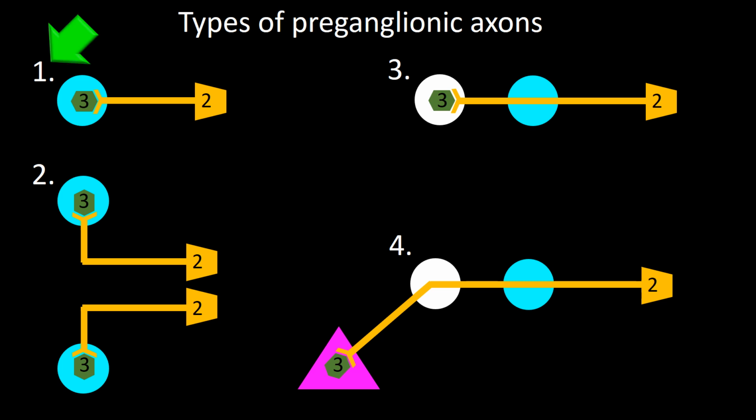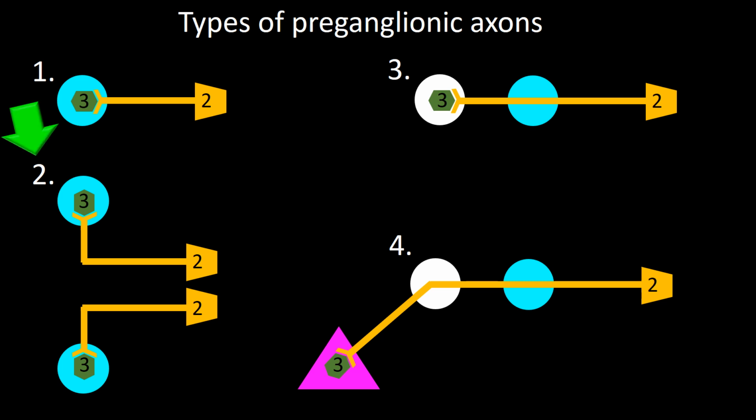Type 1 preganglionic sympathetic axons are those that innervate the third neuron in the paravertebral ganglia at the same level of their origin in the intermediate horn. For example, an axon arising from a neuron at the T4 intermediate horn ends at the T4 paravertebral ganglion.